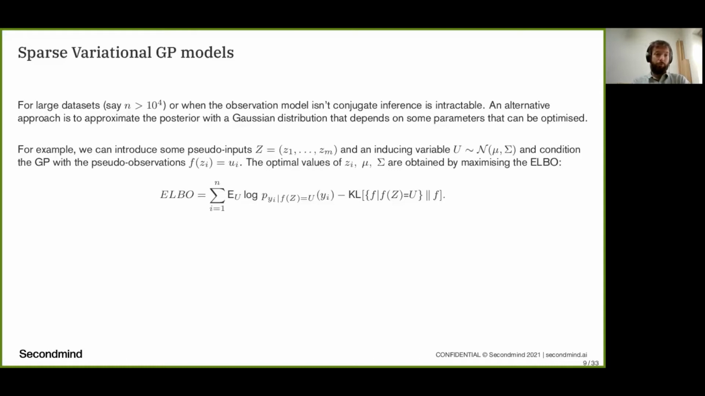A very common approach in sparse Gaussian processes is to introduce some pseudo inputs that we will write Z and an inducing variable U that is Gaussian distributed, and to condition the GP with a pseudo observation. So say, at the pseudo input Z, I'm going to assume I observe the value U_i, and I'm just going to optimize the value of Z, and the mean and the covariance of U, so that my approximate posterior fits the true posterior in the best way possible. And this can be done by minimizing the ELBO that is represented just there.